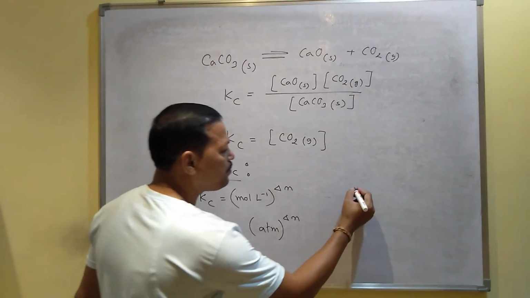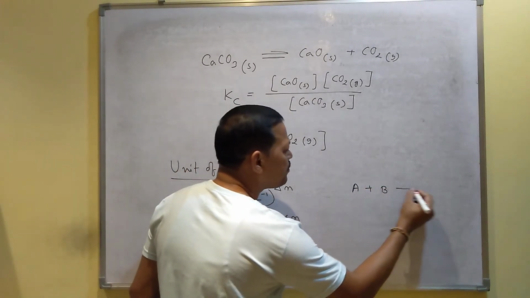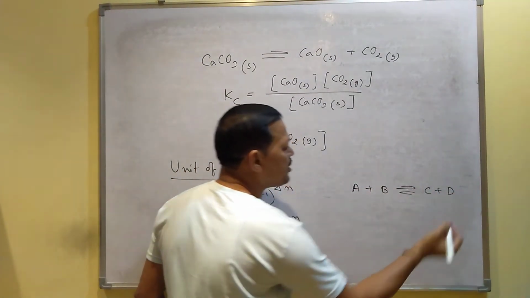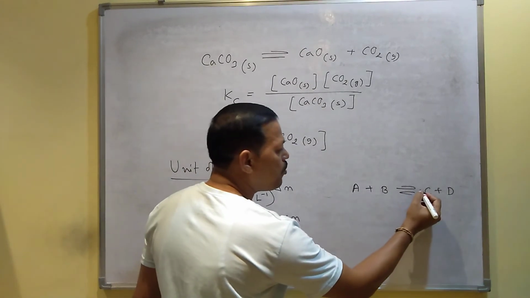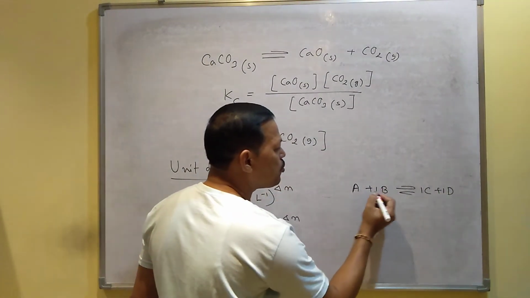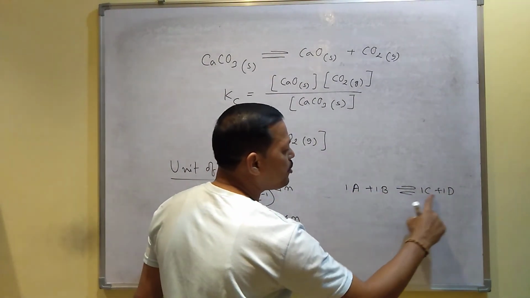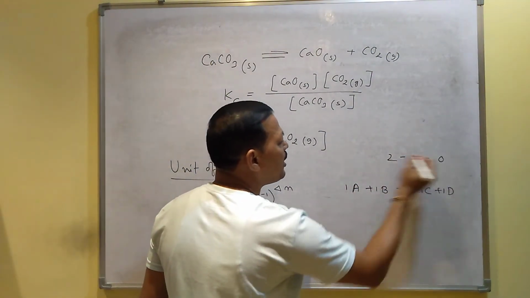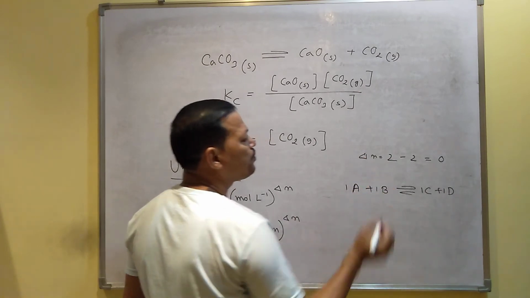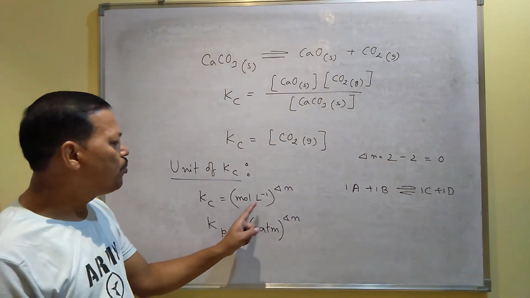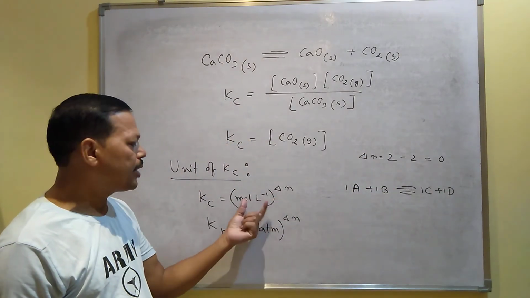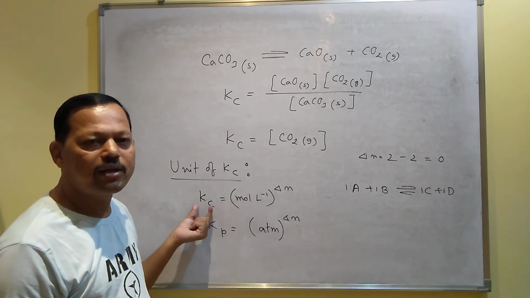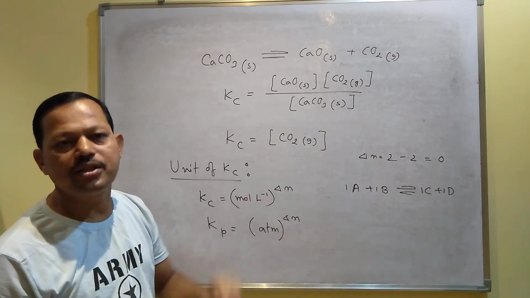For example, A plus B gives C plus D. Here what is the number of moles? Here 1, here 1, here also 1. I mean the number of moles of product is 2, and the number of moles of reactant is 2. So 2 minus 2, the delta n value is 0. If the delta n value is 0, mole per liter to the power 0 means 1. Ultimately there will be no unit of Kc for this reaction.